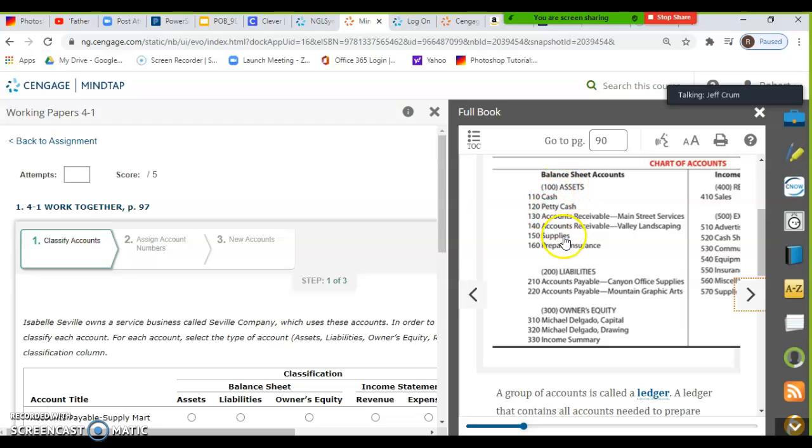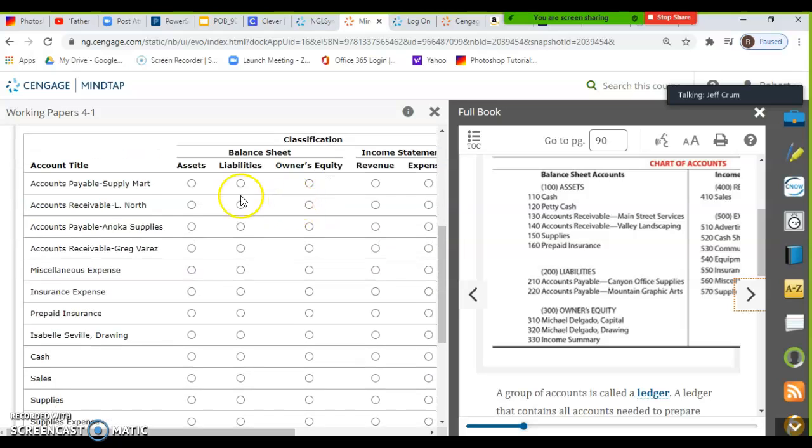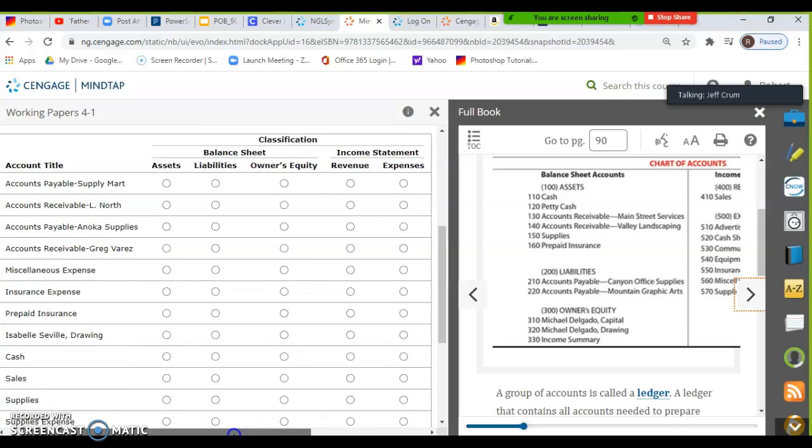So you've got assets. Everything that's an asset is listed in the 100s, and they're grouped together in assets. Everything that's a liability, under liabilities, owner's equity, you've got revenue over here in the 400s, and expenses in the 500s. So what we're supposed to do with 4-1 to start is identify what classification each one of these accounts is.